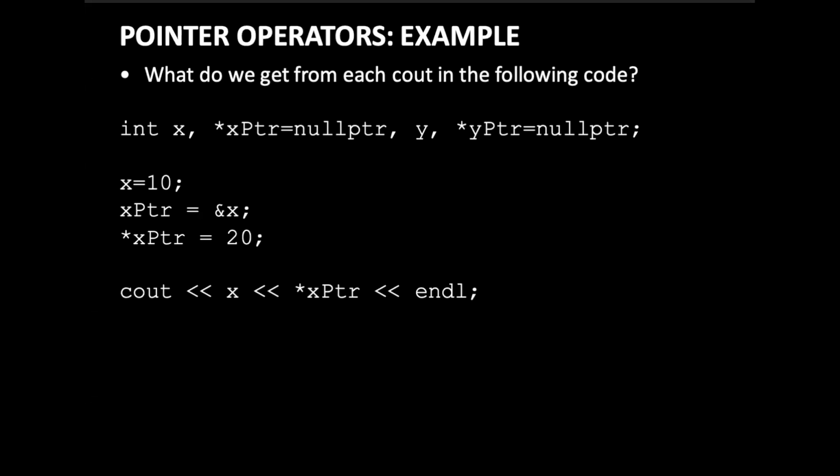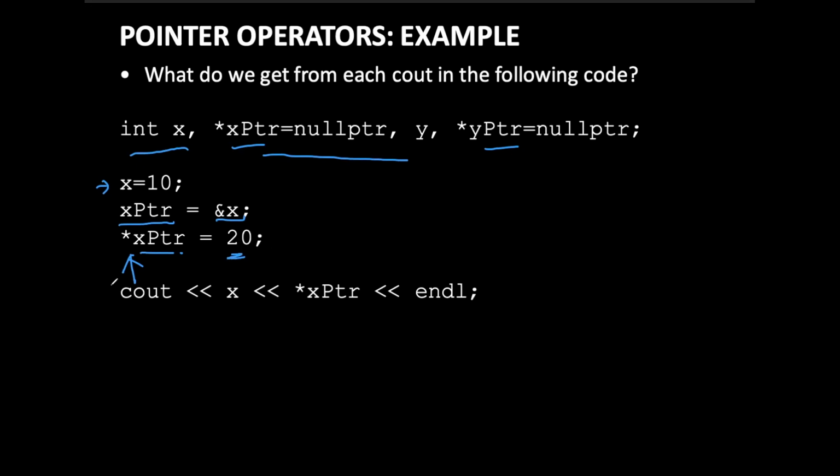In this example, we have the same four variables: two integers, x and y, and two pointers pointing to integers, x pointer and y pointer. We make x equal 10, and x pointer points to the memory address of x, and then we dereference x pointer, which gives us the value of x, and that value is 20.